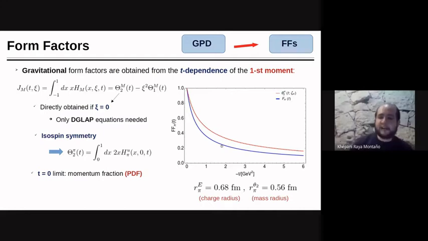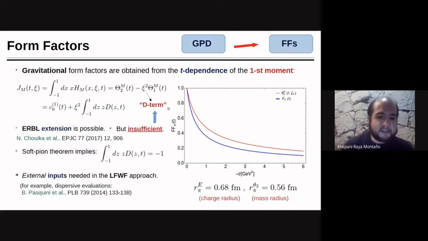As you can see, this gravitational form factor that defines a mass radius is harder than the electromagnetic form factor. And actually, if we take this ratio, it will be 4 over 5, I'm sorry.